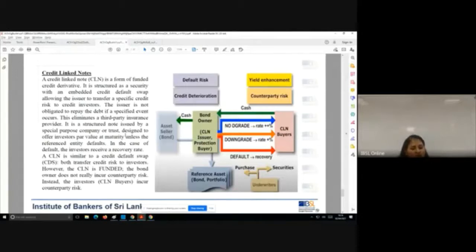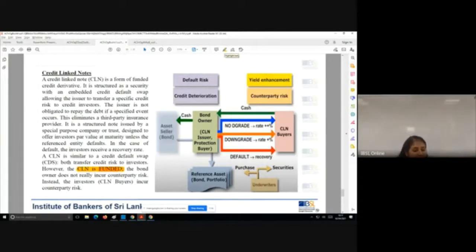Okay. Both of them transfer credit risk. But the major difference is that CLN is funded. What do you mean by funded? Upfront, you get the money. In CDS, it was a non-funded credit derivative. It's more like a fee arrangement. For that credit derivative you have to pay a fee. But here, it is completely funded.